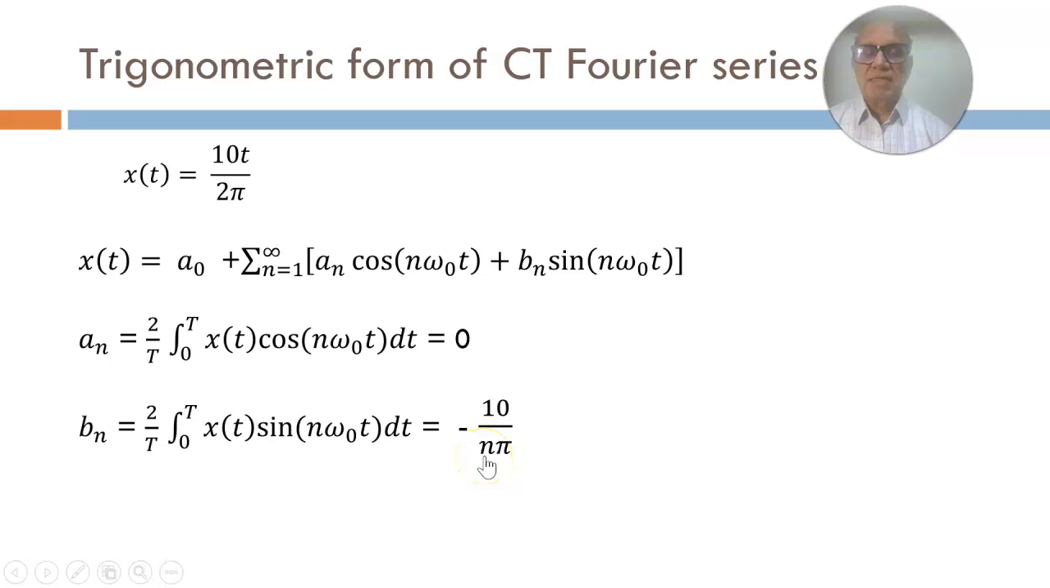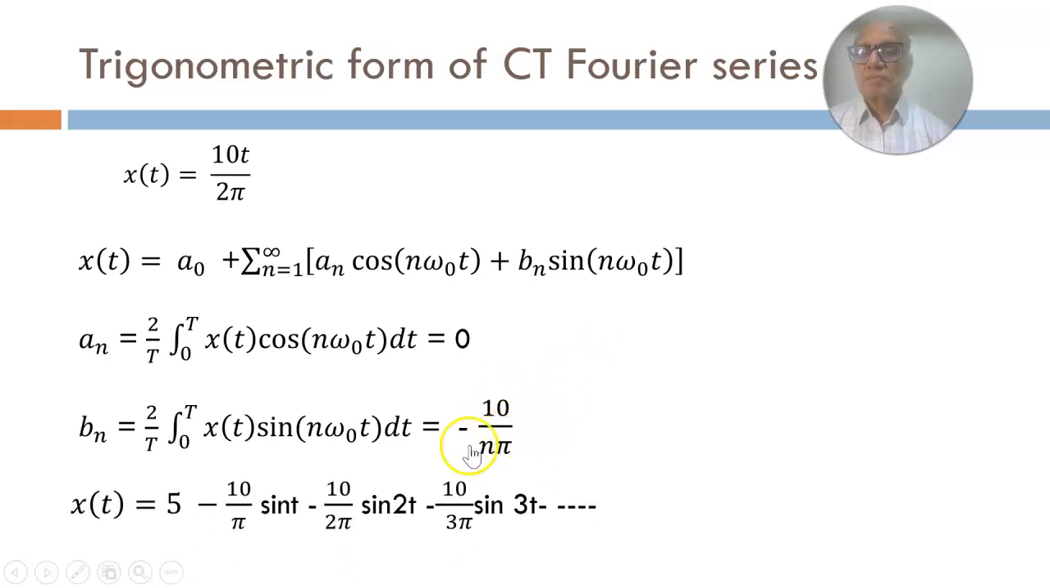So this means that as n goes on increasing, as the frequency component has a higher and higher value, the amplitude goes on decreasing. So x(t) equals, first of all, a naught, which is equal to 5, then for n equal to 1, you will get minus 10 by pi.